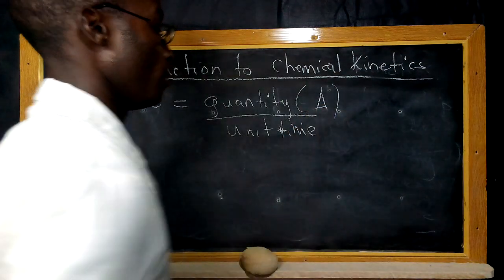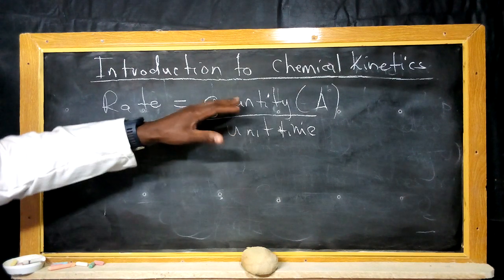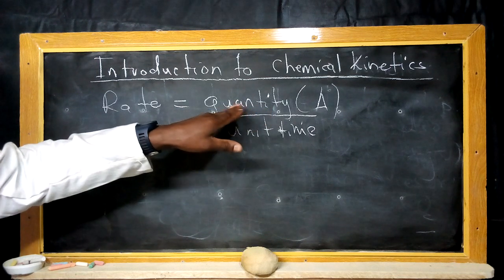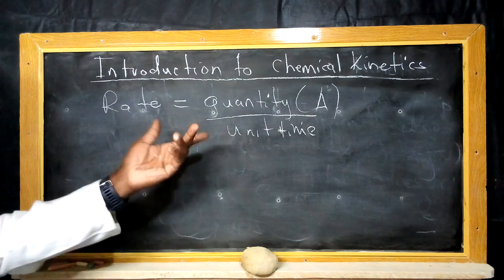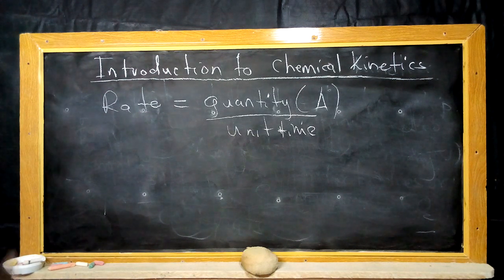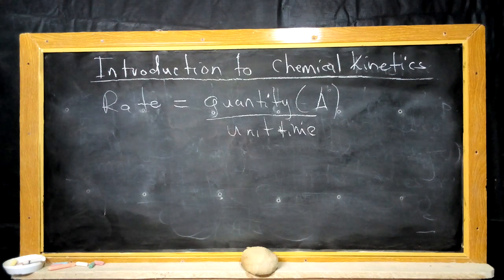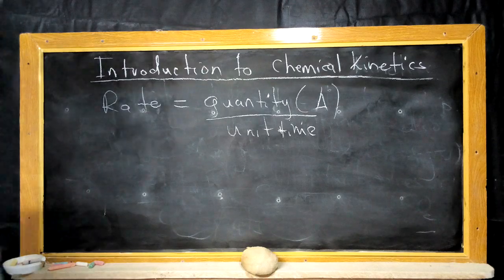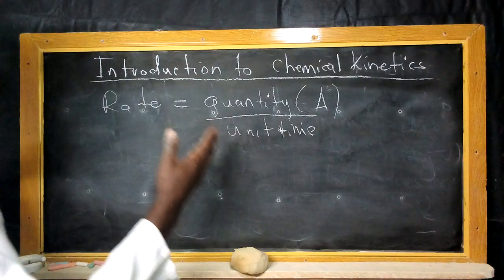Sorry, this is a delta implying change. So if this one has moved from a particular point to another one, the quantity has changed from a particular point to another over a particular period of time, then we refer to that as the rate. That is why we say that rate is a quantity or amount or degree of something that is measured by unit time.